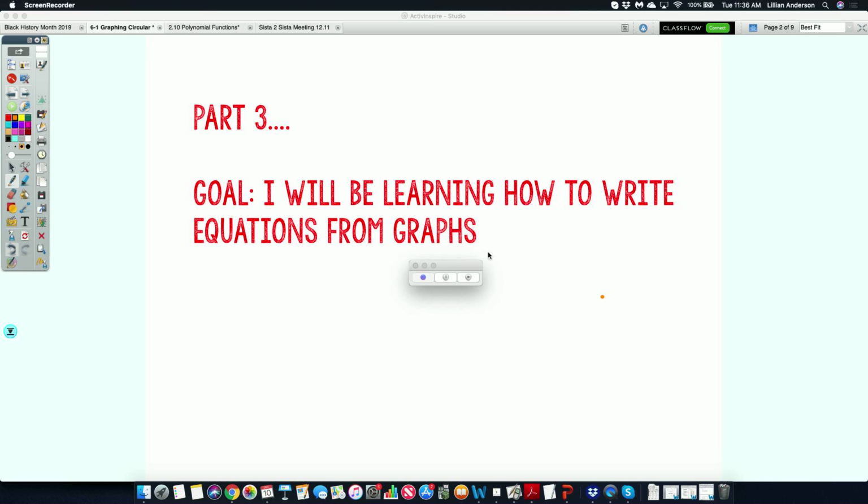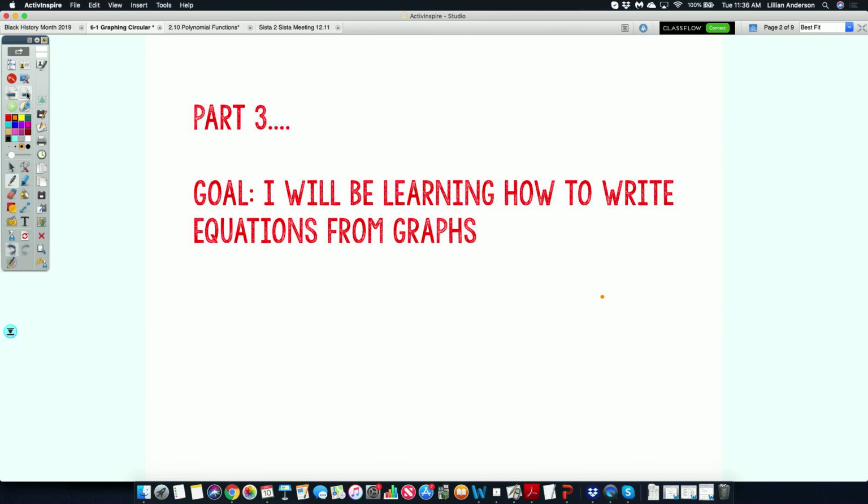You guys are wrapping up, finally, 6-1s, part 3. All these all go together. We're still dealing with the graphs of sines and cosines. But this time you're going to learn how to write the equations from the graph. So now, instead of being given the equation, you're going to be given the graph or information about the graph, and you are going to have to write the equation.